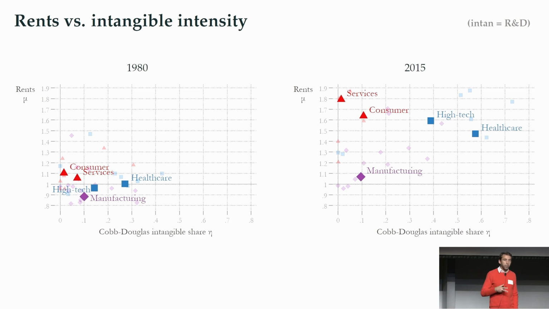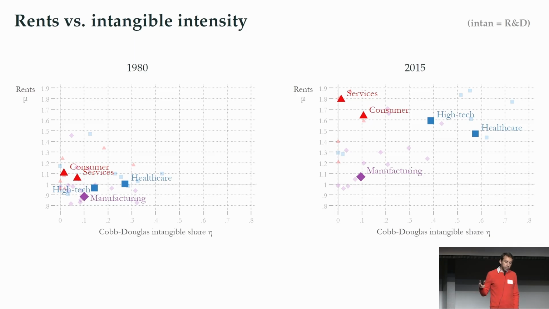So in 1980, everything clusters to the bottom left. Generally, intangible intensity is not high, and it looks like rents are not that high. By 2015, you see 2 things. First of all, the service and consumer sector migrate north. So essentially, it looks like they're earning much larger rents than they used to without any substantial change in their production function, their intangible intensity.